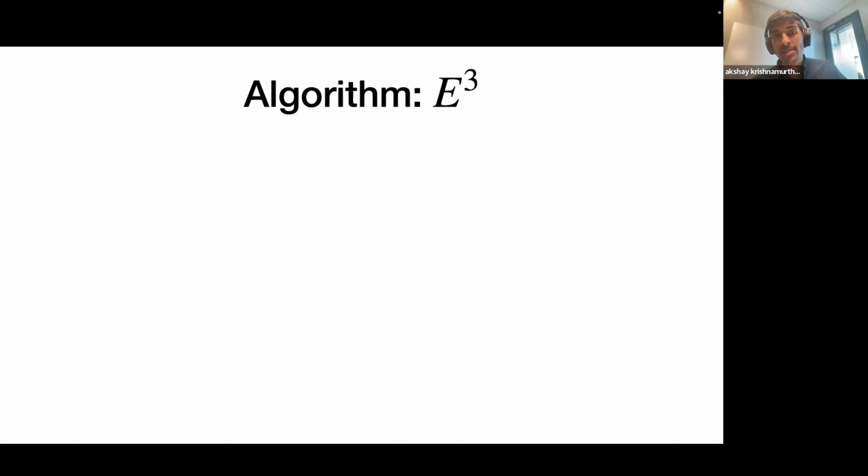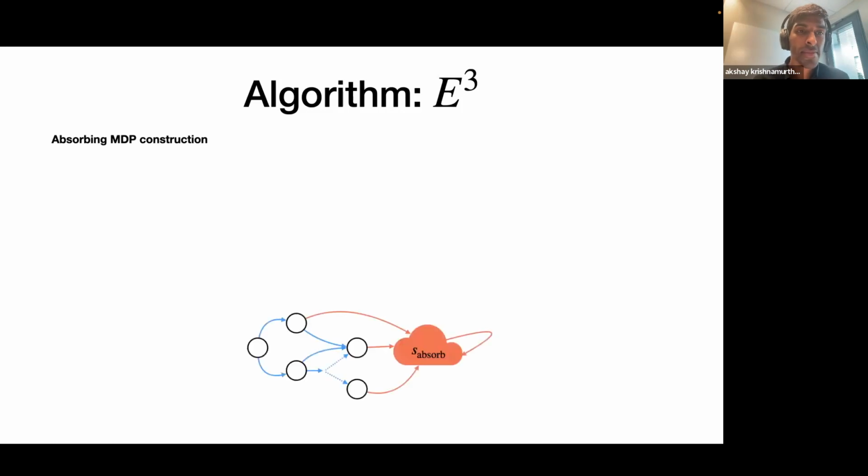There are two parts. The first part is how to construct this absorbing MDP. I'm going to show you that on the left, and the algorithm on the right. On the left, I'm going to show you a construction of two MDPs, and they're going to have the same transition operator T, but different reward functions. We'll go through this a bit slowly. Okay, so the idea is to construct an MDP that looks like this.